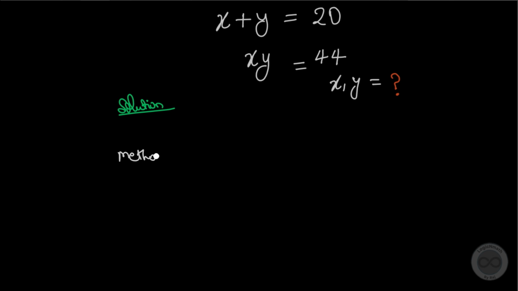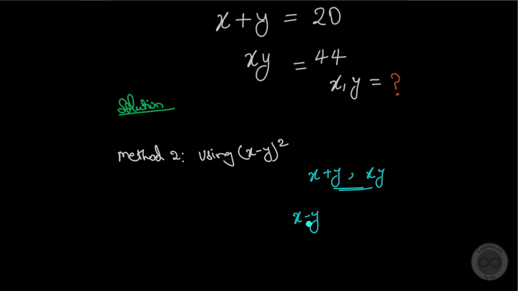So our method 2 is using x minus y whole squared. We are given the values of x plus y and xy. Can we find out the value of x minus y? The answer is yes, that is, x minus y whole squared is equal to x plus y whole squared minus 4xy. Are you sure that this equation applies?